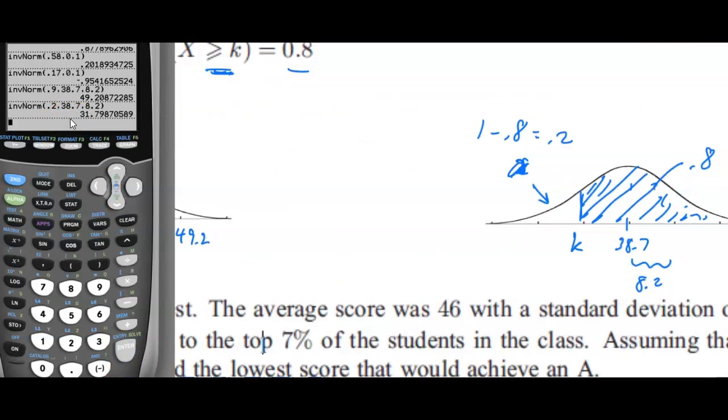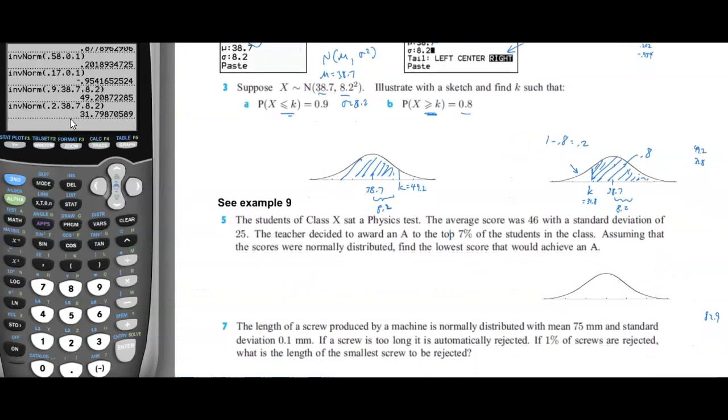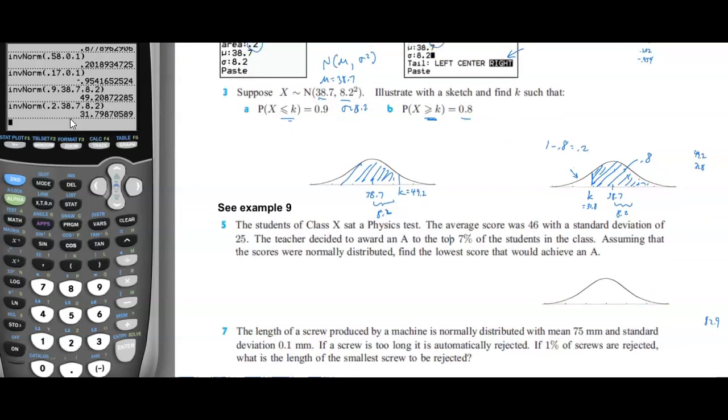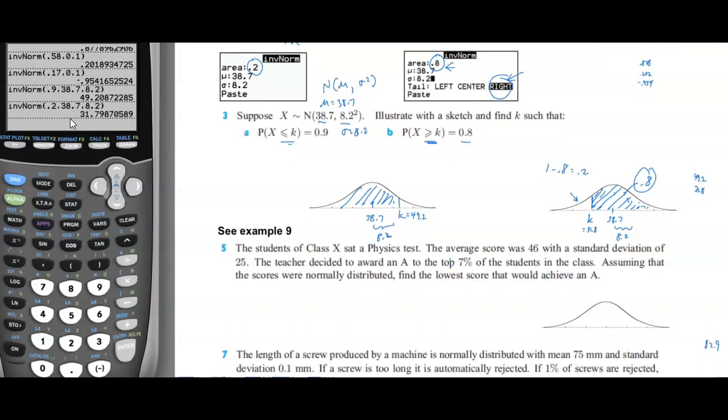So this k value is 31.8. Okay, so that's how you trick the old calculator into giving you the correct answer. Now, how do you do it on the new calculator? You just put the regular area of 0.8, and then you click on right, and that'll give you the correct area. Okay, we never use center in our class, so you don't need to use that.